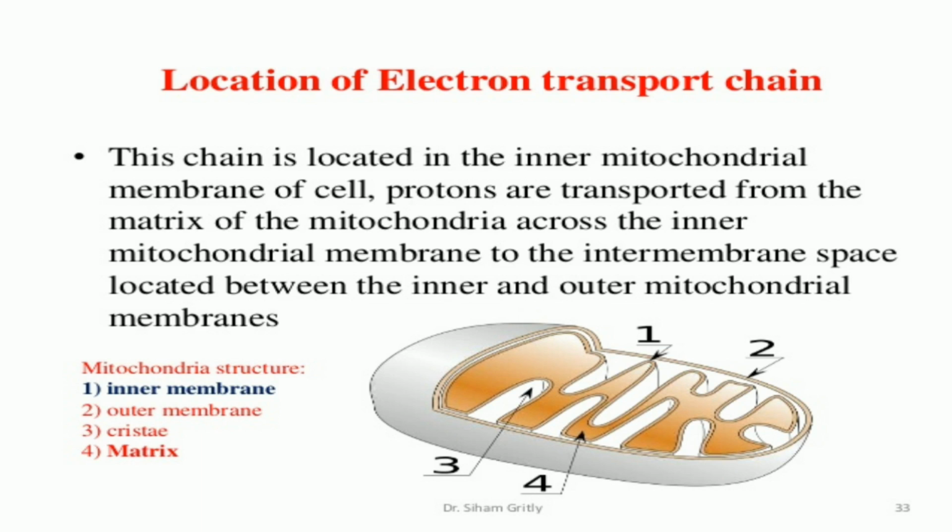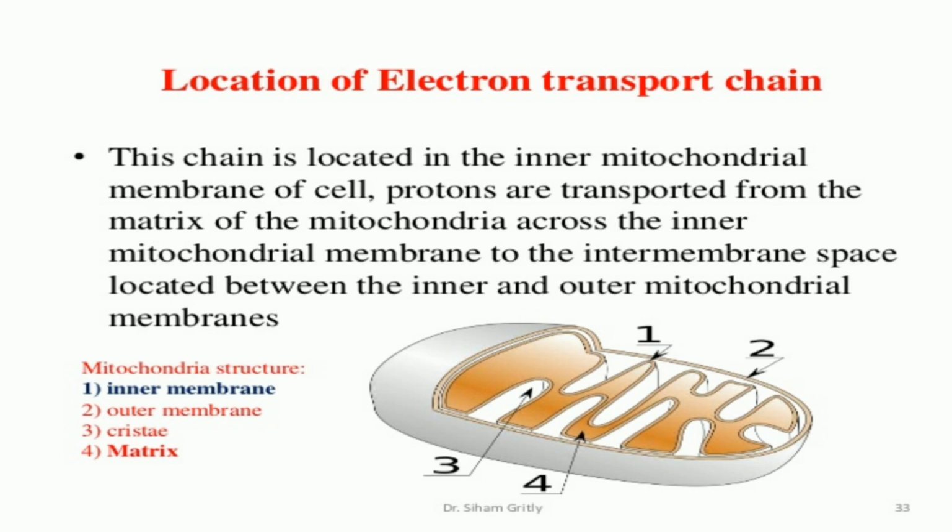These components are arranged in four kinds of complexes, which we respectively call complex 1, 2, 3 and 4. Complex 1 is the NADH dehydrogenase complex. Complex 2 is the succinate dehydrogenase complex. Complex 3 is the cytochrome BC1 complex, and complex 4 is called the cytochrome oxidase complex. There is a fifth complex, the ATP synthetase complex, which is involved in ATP synthesis.